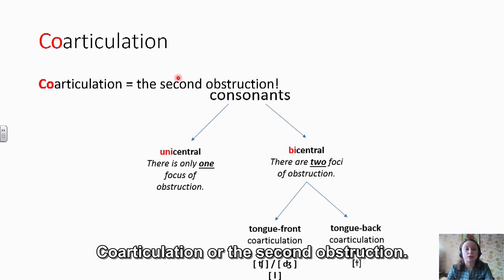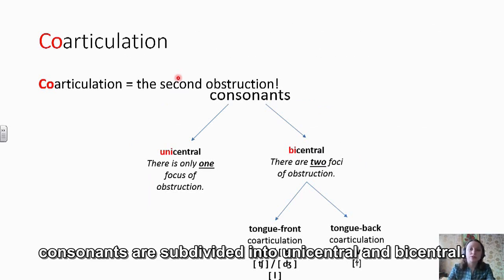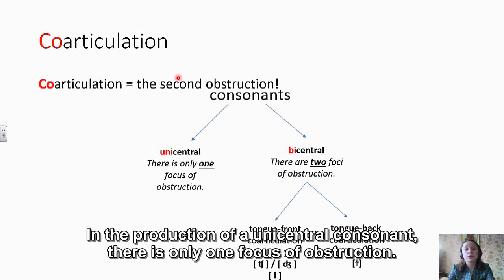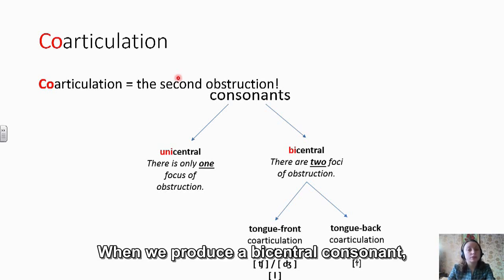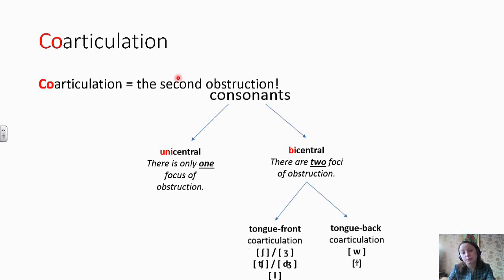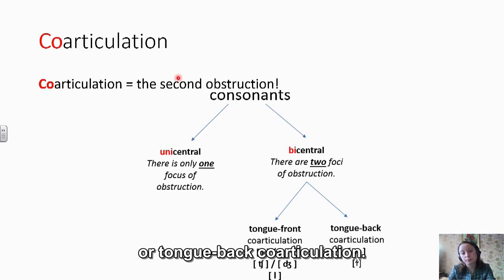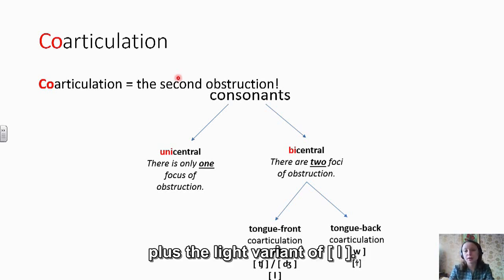Coarticulation, or the second obstruction. According to this feature, consonants are subdivided into unicentral and bicentral. In the production of a unicentral consonant, there is only one focus of obstruction. When we produce a bicentral consonant, there are two foci of obstruction. Bicentral consonants can be with the tongue front coarticulation or tongue back coarticulation. Most palato-alveolar consonants are produced with the tongue front coarticulation, plus the light variant of L.